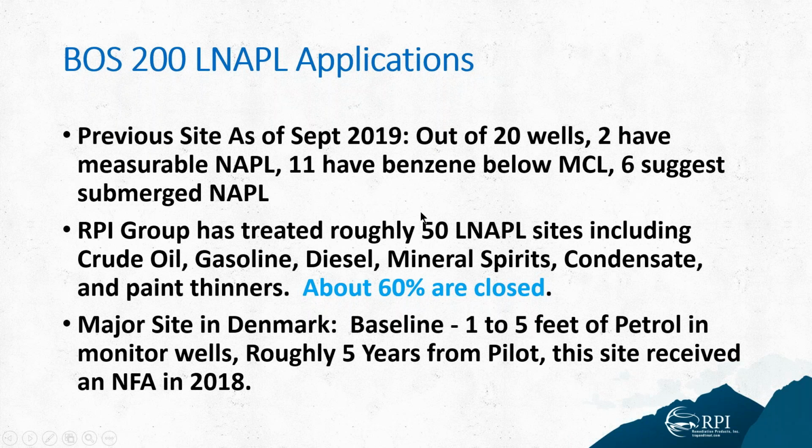Anyway, coming back just to finish up on this site in Texas, 6 of the wells do suggest that we still have submerged NAPL. It's just a suggestion, and that's based upon the benzene concentration that still persists in the water, where we have greater than 50 parts per billion. Again, we use site data to estimate at what point the groundwater concentrations of the contaminant would begin to suggest that we had submerged NAPL.